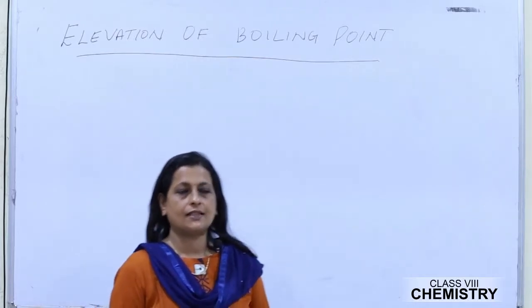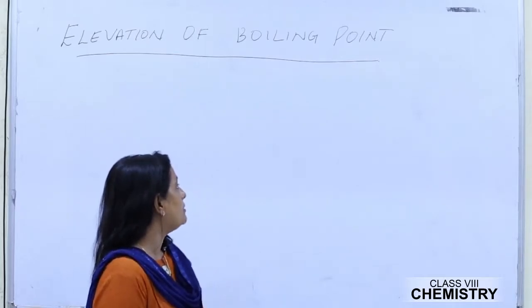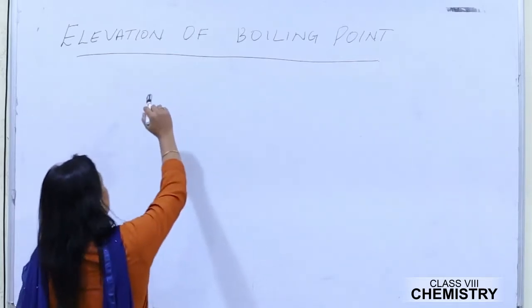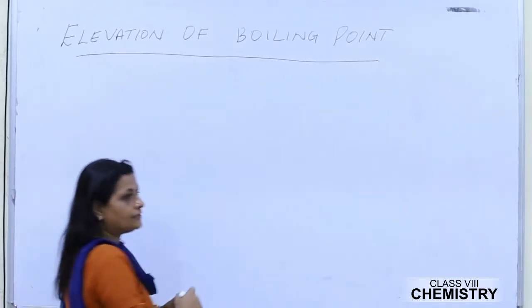Today we will be discussing the next colligative property, that is elevation in boiling point. So the word elevation means increase. So first we'll see what is boiling point.